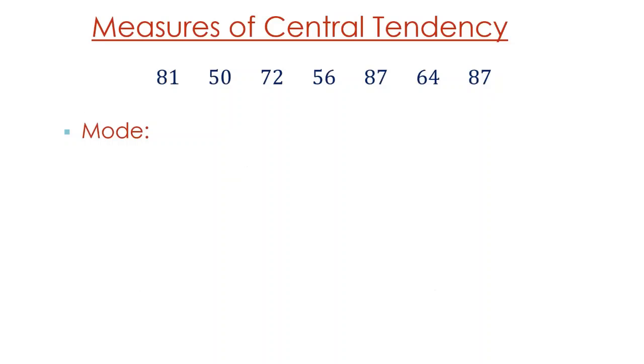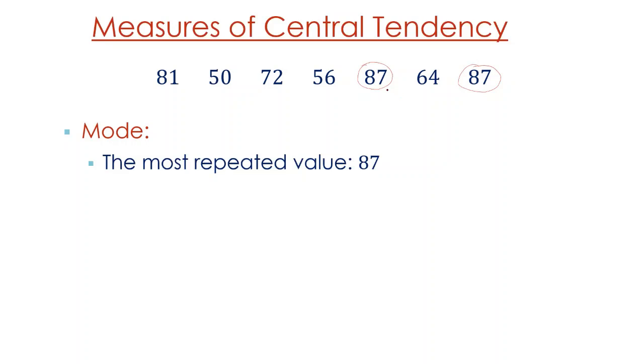So let's consider the last one, that is the mode. Mode is simply the most repeated value in a set of data. So in this case, you have 87. Yes, so you have 87 here, and you have 87 here. You have 87 being repeated twice, and there's no other number that has any repetitions. That means in this particular scenario, the mode is going to be 87.